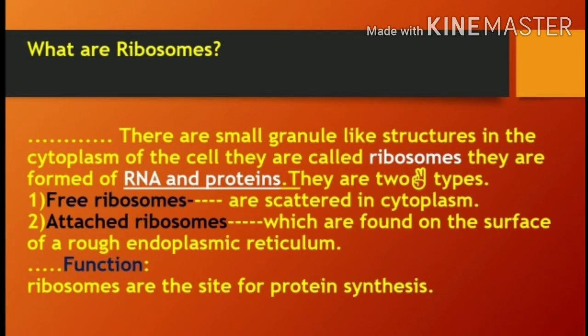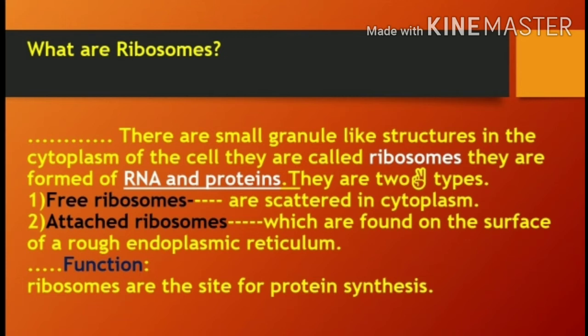Okay, what are ribosomes? As we think, ribosomes are small granule-like structures in the cytoplasm of the cell. They are called ribosomes and they are formed of RNA and even the proteins. We all know this fact, right? Now, they are divided into two types which we are going to study now. What are these? The first one is free ribosomes.